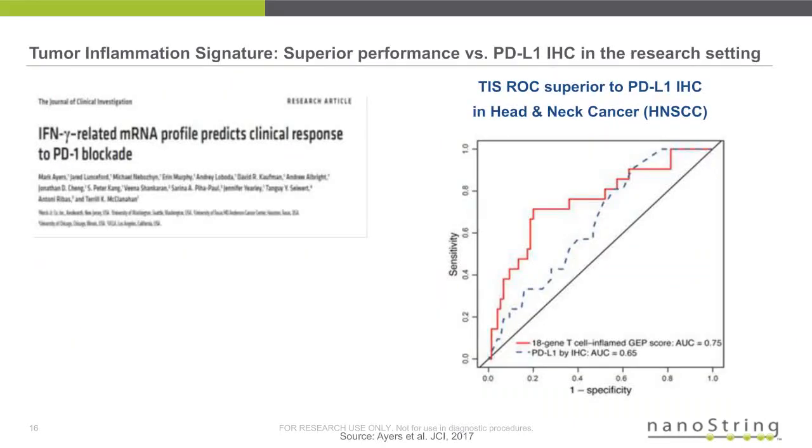And as you'll see here, I'm sorry it's a little bit blurry here, but this paper was recently published by Merck, where they looked at interferon gamma related mRNA profile predicts clinical response to PD-1 blockade. So it's a great paper. There's a lot of data in there. This particular figure just highlights a comparison of looking at PD-L1 by IHC versus this 18-gene tumor inflammation signature, and shows an increased area under the curve with the 18-gene panel versus the PD-L1 IHC. So improved performance, and this was in head and neck cancer. And again, this has been published.